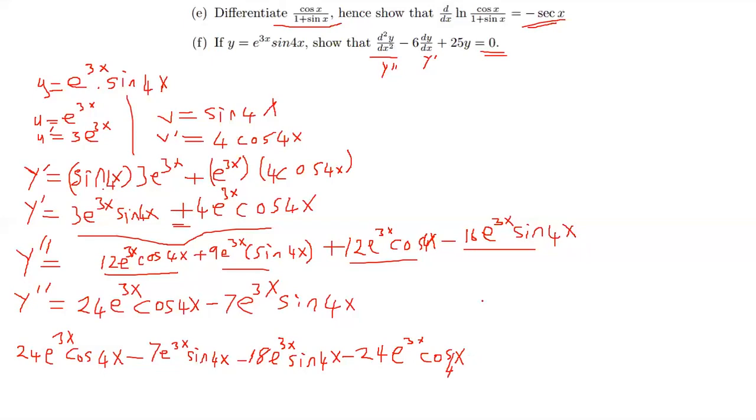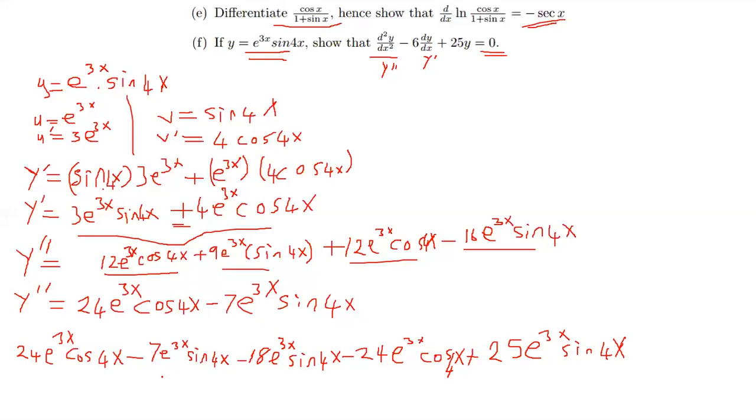And then lastly we put 25. We multiply 25 with the main expression, which is this. So 25 times y will just be 25e to the power 3x sine 4x. Let us try to add these values that we have here to see whether they're going to give us a 0 or not.